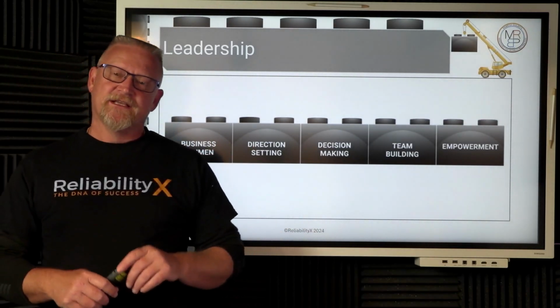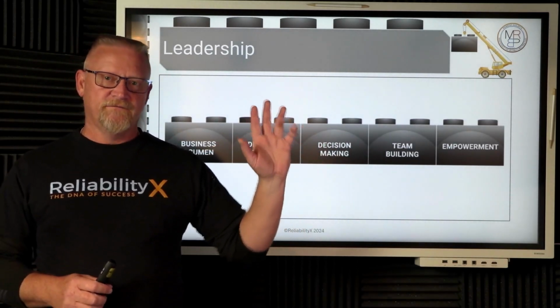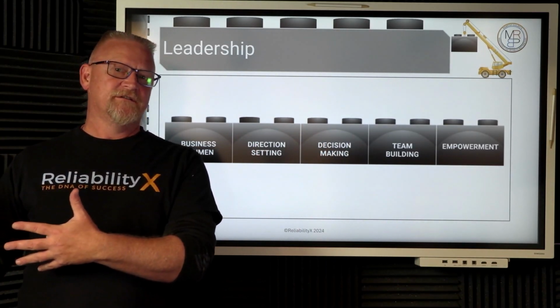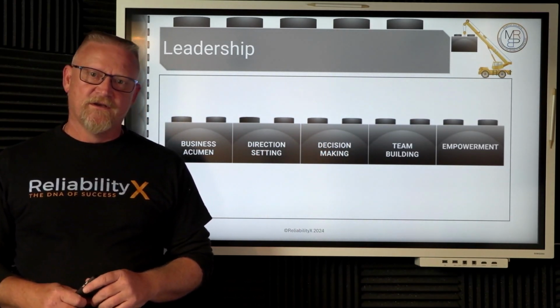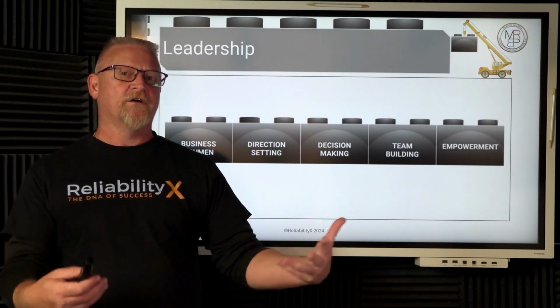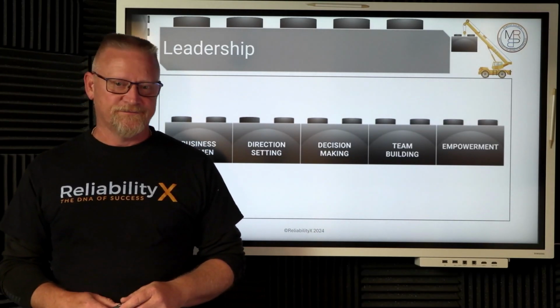Direction setting is how we translate everything that we did on the culture side, vision, mission, values, down into a plan of action to execute against. Folks need to understand exactly where they are expected to go and how they are expected to get there so they can be the most productive possible.